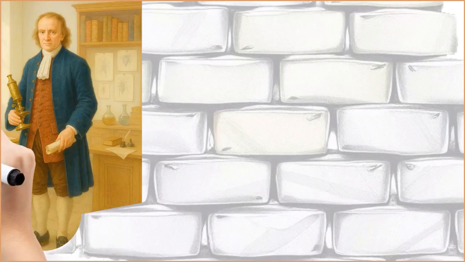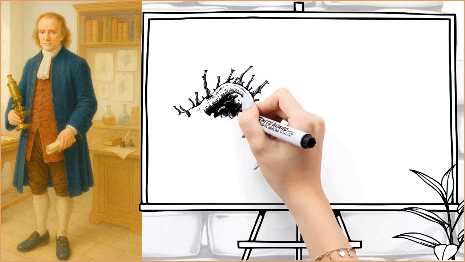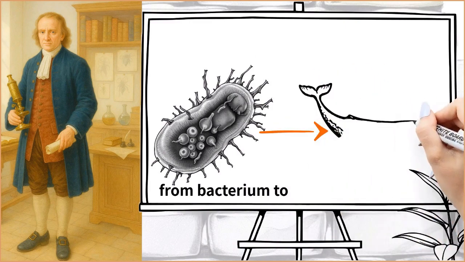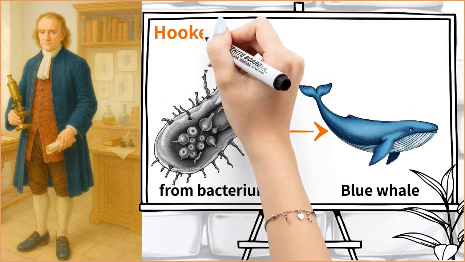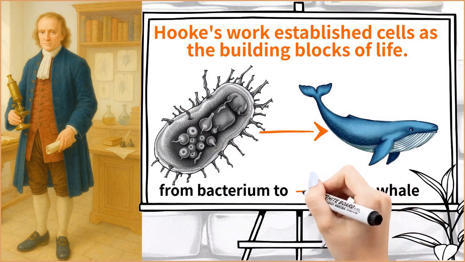Today, we understand that every living thing, whether it's a tiny bacterium or a giant blue whale, is made up of cells. Hooke's simple observation of cork marked the beginning of cell biology, a field that continues to uncover the secrets of life at the smallest scale. Thanks to Robert Hooke's careful observation and scientific curiosity, we now know that the cell is the building block of all living organisms.